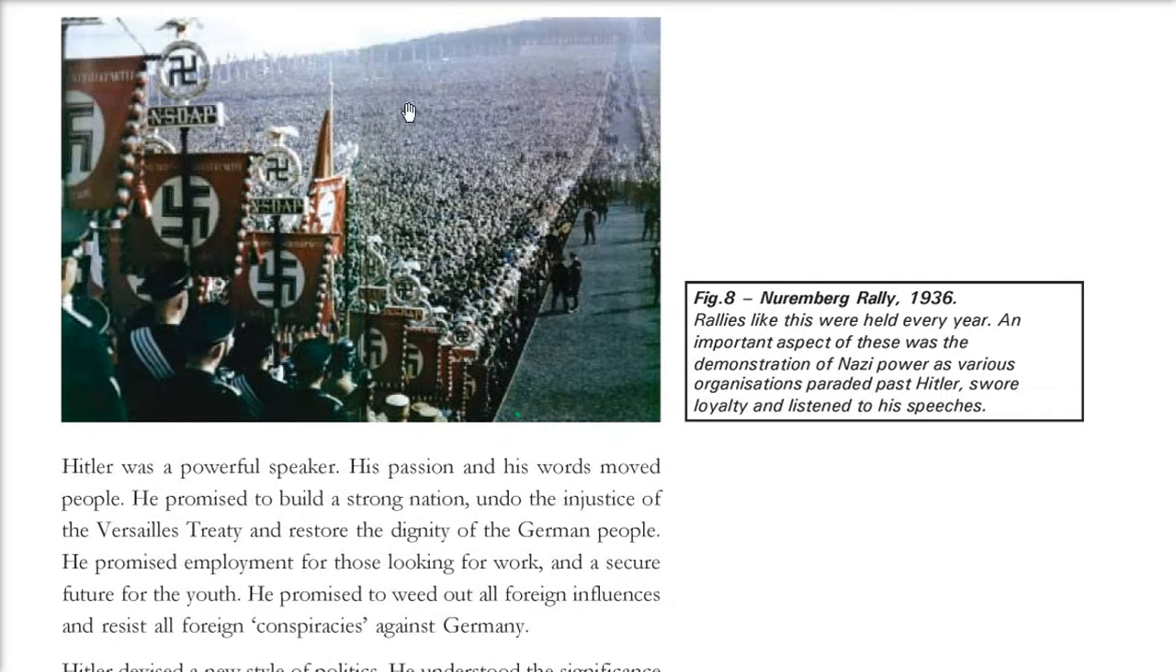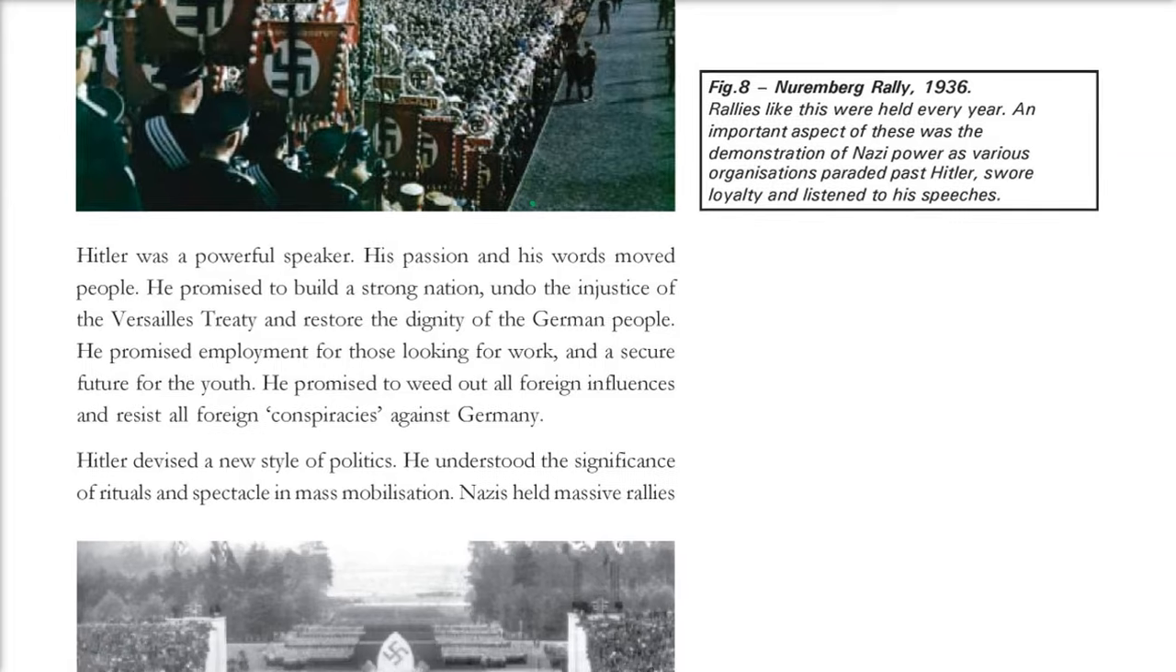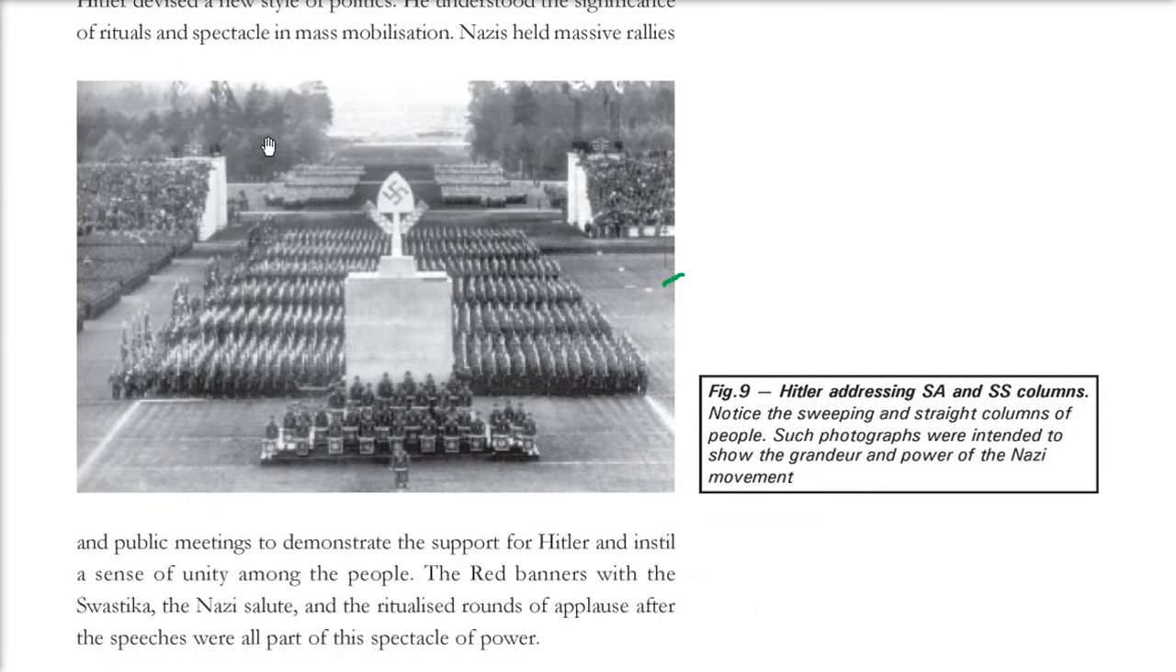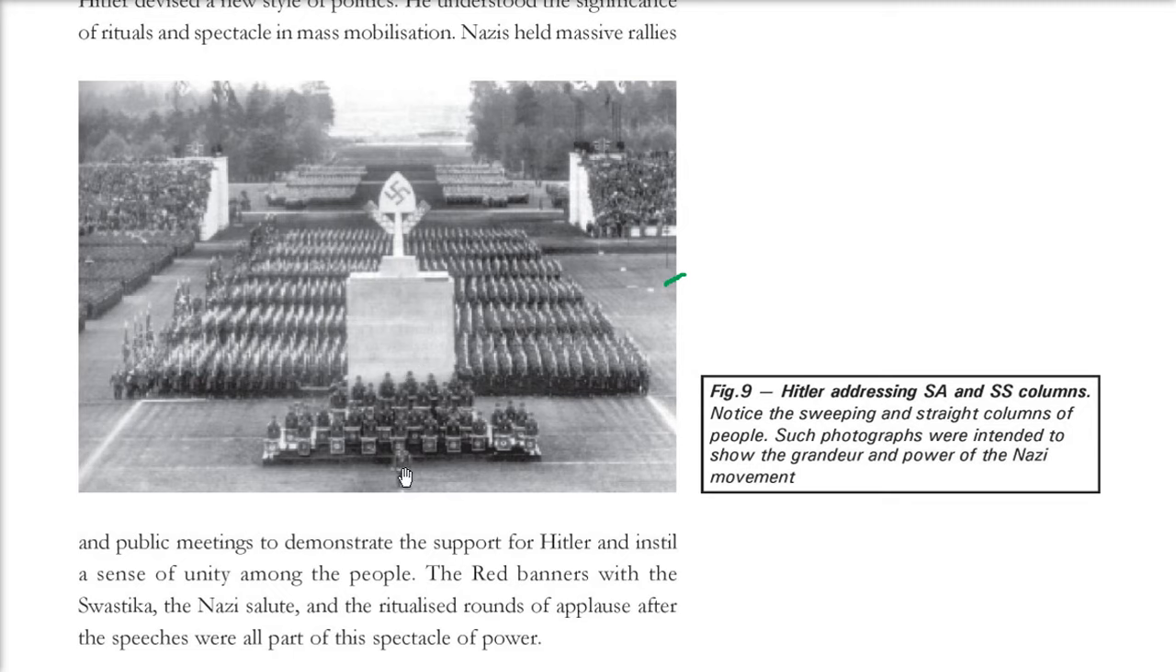If you see, this is the Nuremberg rally in 1936. How many people are here? This is how they spread their message, you can say propaganda. It's a different way to think. Here also, if you see, there is Hitler. He is addressing the SA and SS. That is a properly planned and organized way of speaking.